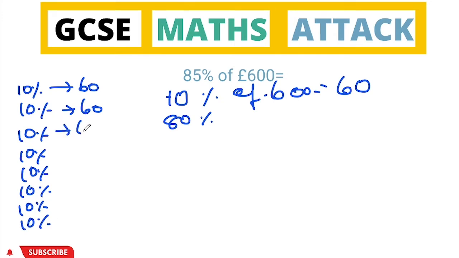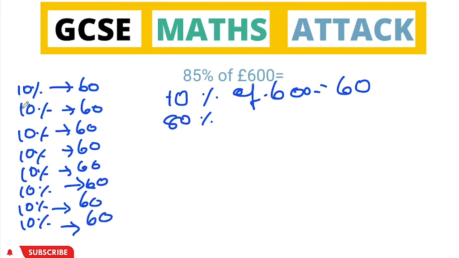So that's 60, 60, 60, 60, 60, 60. 1, 2, 3, 4, 5, 6, 7, 8. And if I was going to add them up, 10 plus 10 plus 10, but there's 10 lots of 8, so 10 times 8, which is 80. So 80% will be 60 times 8.